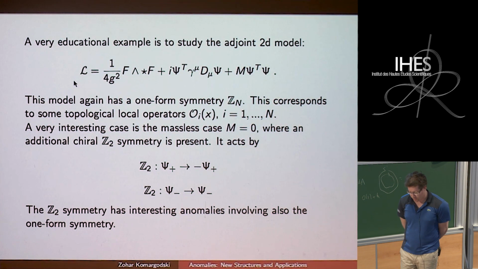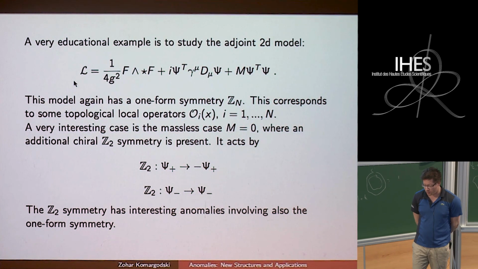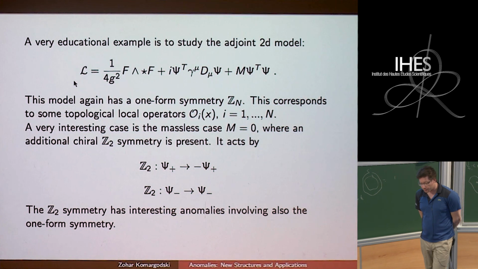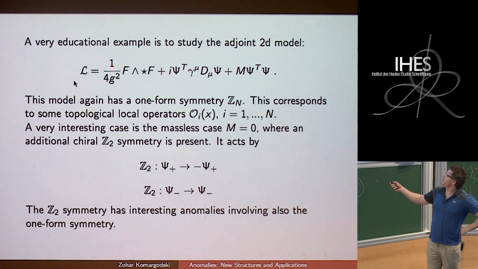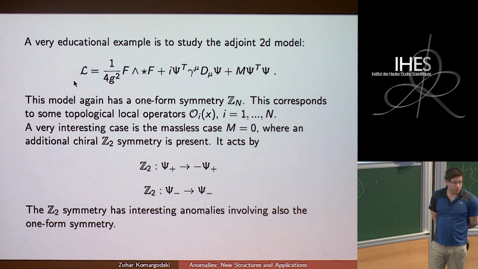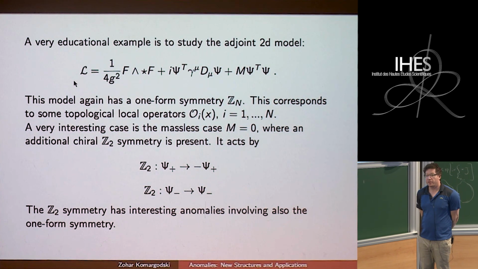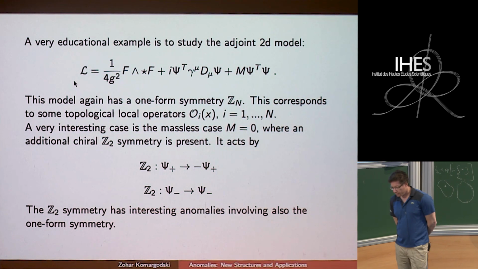Many of you might have thought about this model in the 90s. It was extremely popular in the 90s at some point. So this is just a gauge field coupled to an adjoint fermion in 2 dimensions. It's the same thing that we just discussed in 3D, but now in 2D.